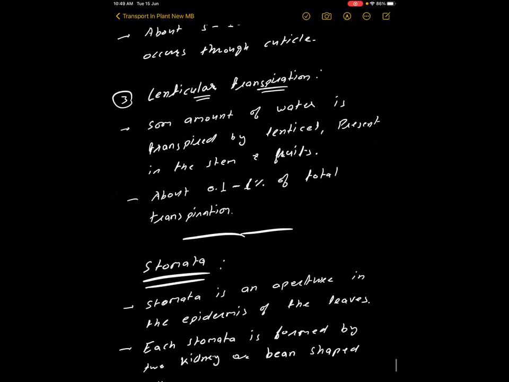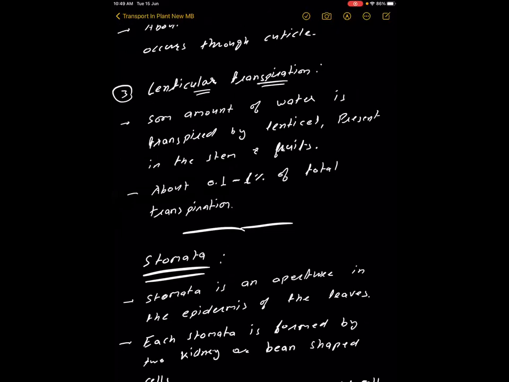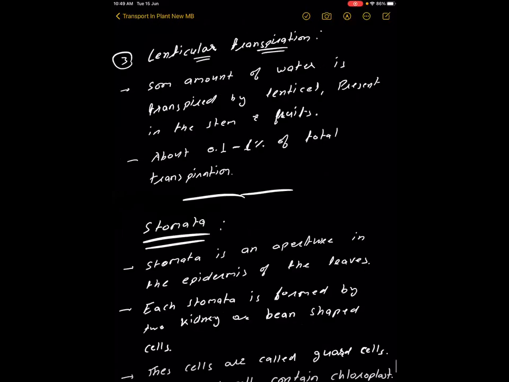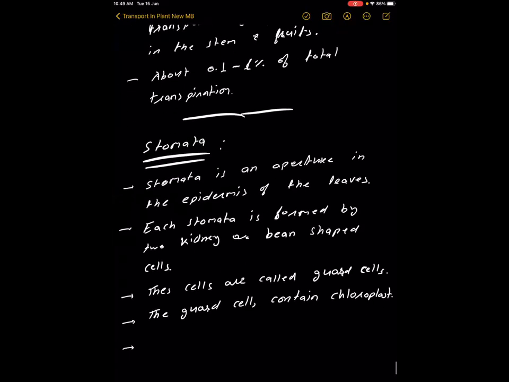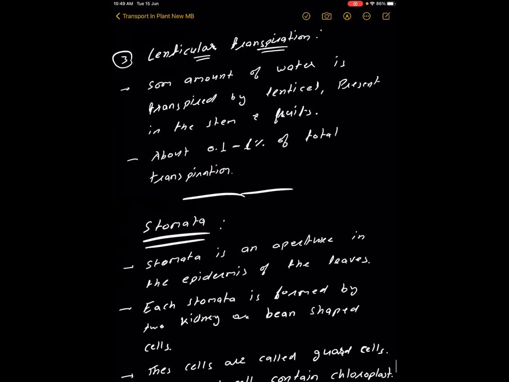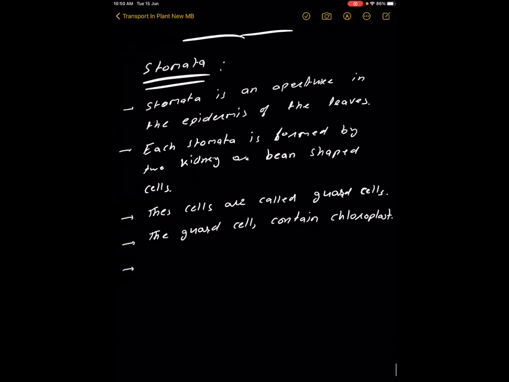And lenticular transpiration, it means through lenticels. These are openings in the stem. Through this it is possible, 0.1 to 1%. Sometimes bark is also involved in transpiration, around 1%, like lenticels. Okay, not important. Now stomata.